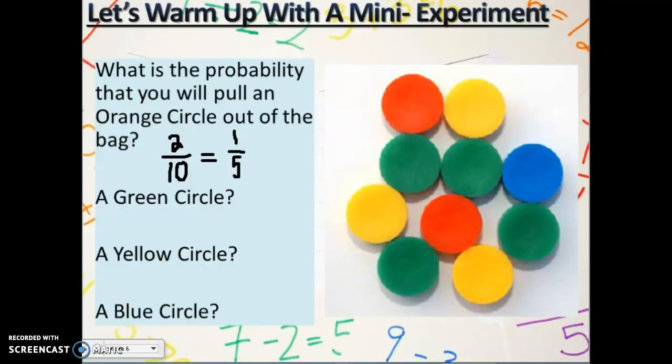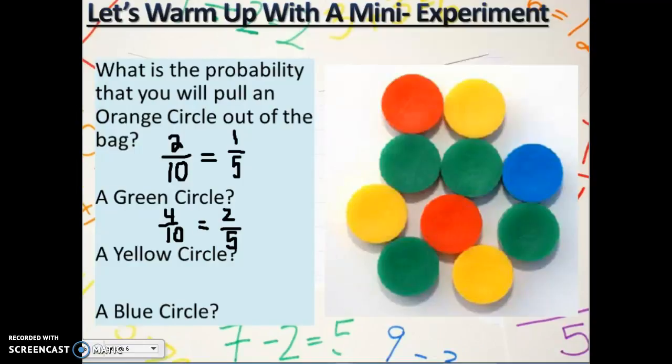What is the probability of pulling a green circle? Please take a second to answer this question. If we count, we see we have a total of 4 green circles. So we still have 10 total. So our probability is 4 out of 10, or simplified, 2 out of 5.